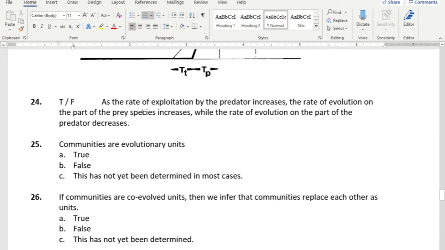Question 24. As the rate of exploitation by the predator increases, the rate of evolution on the part of the prey species increases. That's a true statement. While the rate of evolution on the part of the predator decreases. That is a true statement. So 24 is true.